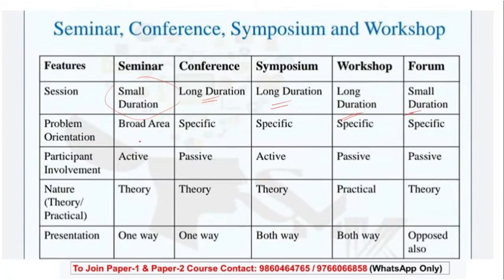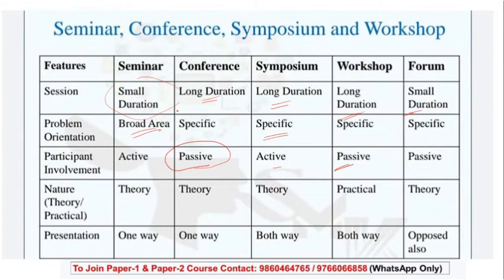Problem oriented: seminar covers a broad area. Conference, symposium, workshop as well as forum take into consideration only a specific problem or issue, but a seminar has a broad perspective. Participants in a seminar are active. In conferences, unless they are allowed to speak, they are passive. Symposium is active. In a workshop they are passive unless they are told to try it on; otherwise they just listen while the speaker shows the things. Forum also is passive.